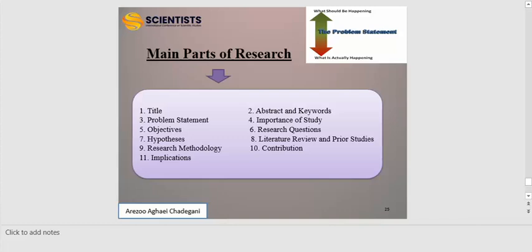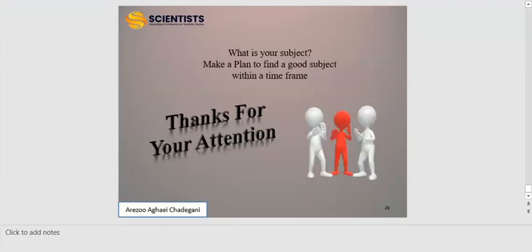Your research has some main parts. I will just name them. Number 1, title. Number 2, abstract and keywords. Number 3, problem statement. Number 4, importance of the study. Number 5, objectives. Number 6, research questions. Number 7, hypotheses. Number 8, literature review and peer studies. Number 9, research methodology. Number 10, contribution. And number 11, implication. What is your subject? Make a plan to find a good subject within a time frame.